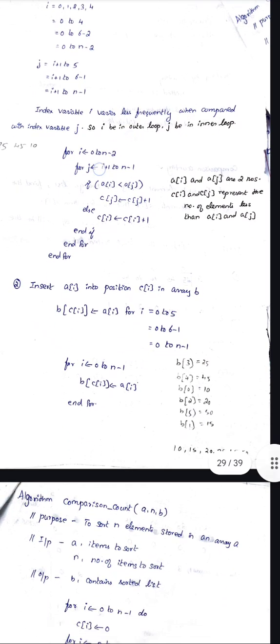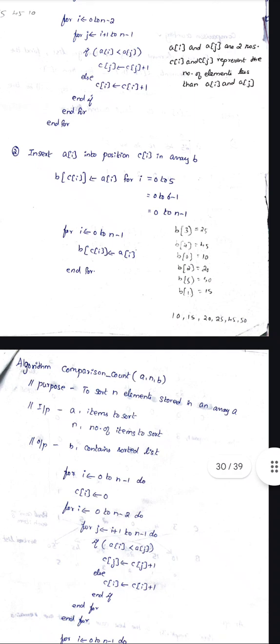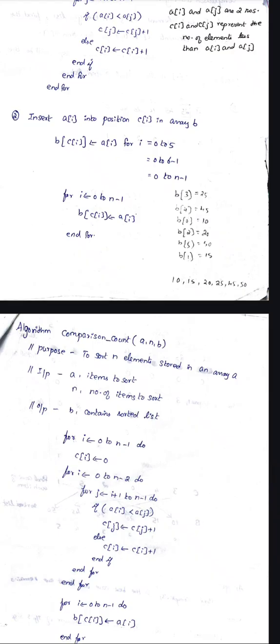less than A of j, then C of j is C of j plus 1, else C of i is C of i plus 1. End if, end for. Insert A of i into the position C of i in the array B. That is, B of C of i is A of i for i equals 0 to 5.